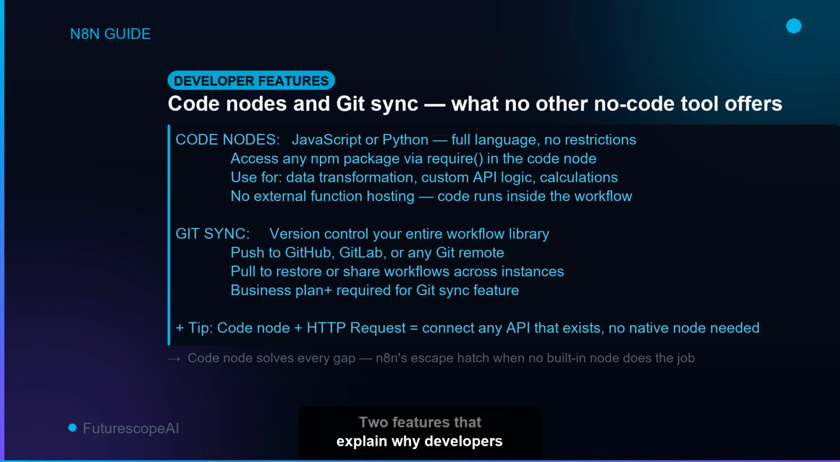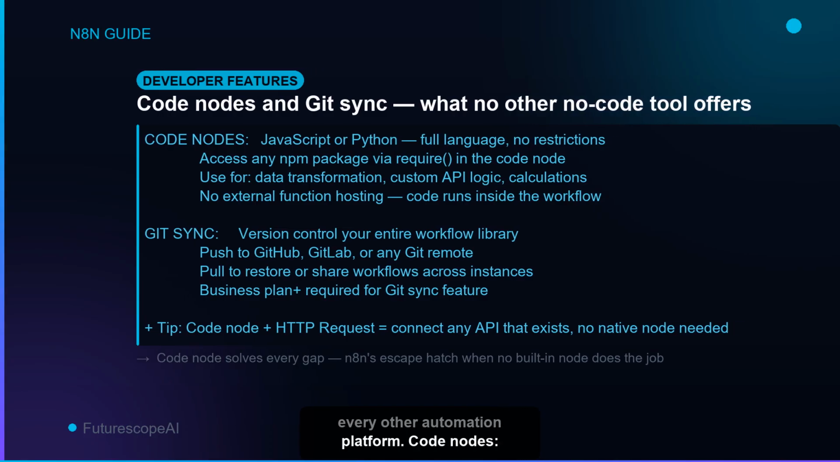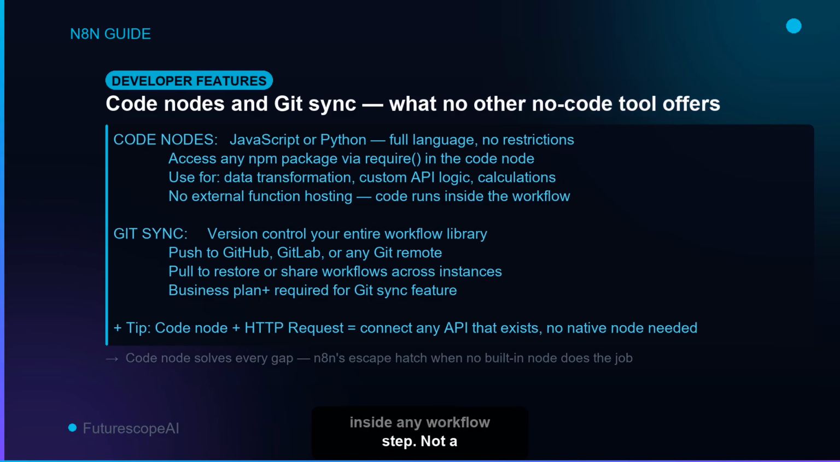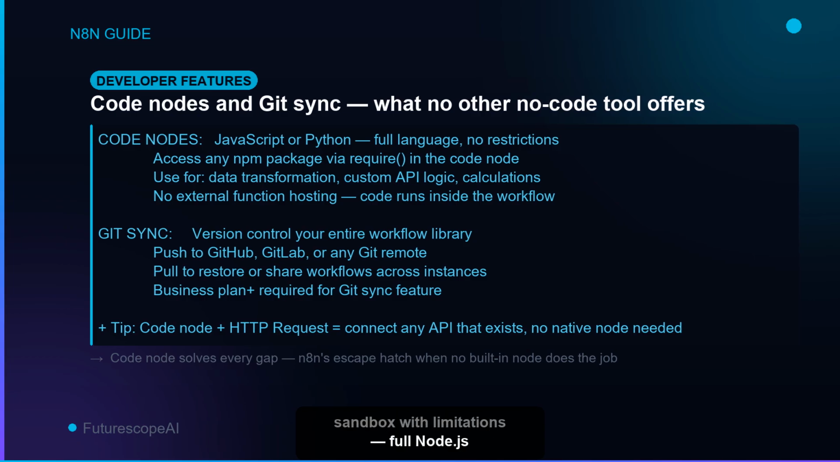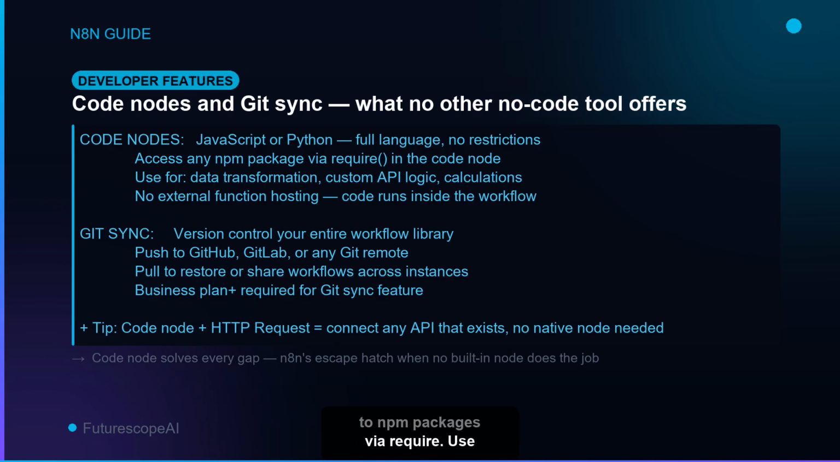Two features that explain why developers choose n8n over every other automation platform. Code nodes: write full JavaScript or Python directly inside any workflow step. Not a sandbox with limitations, full Node.js execution with access to NPM packages via require.